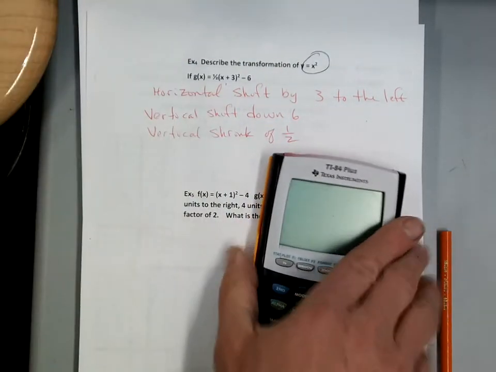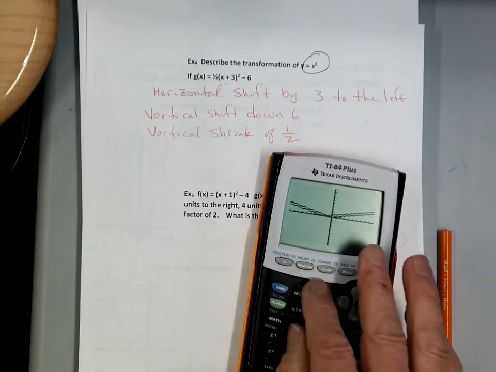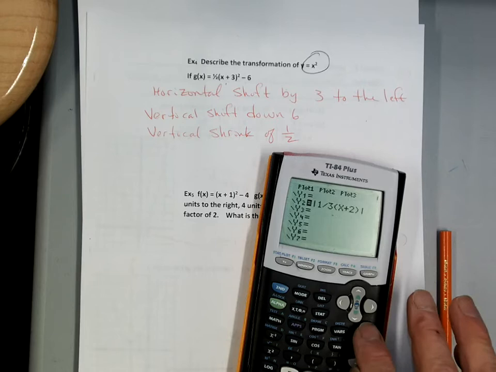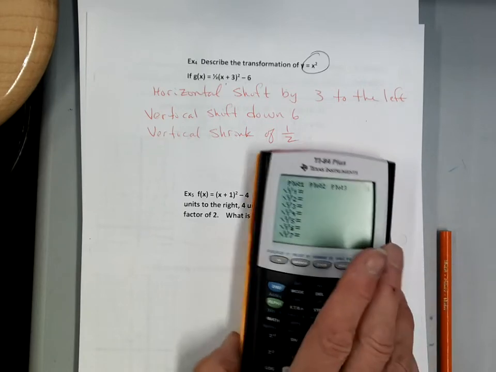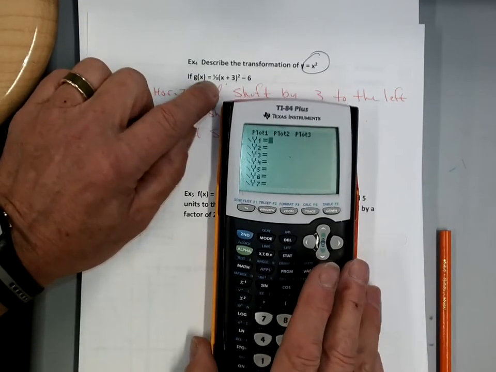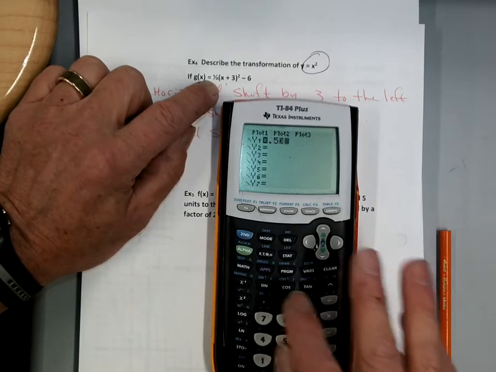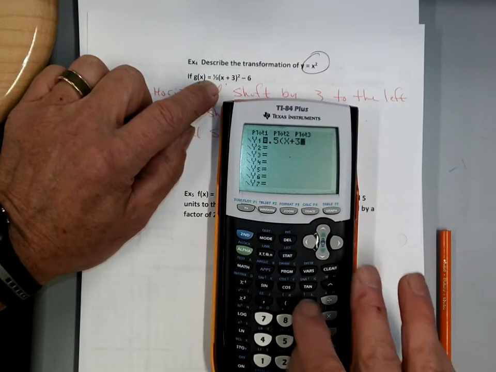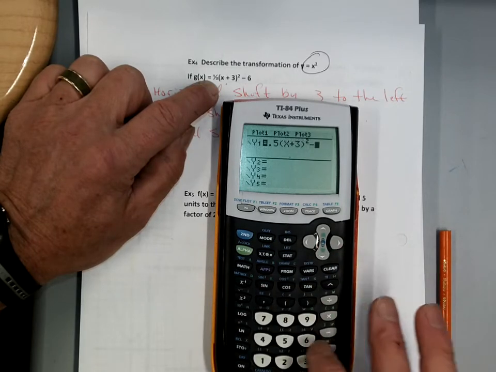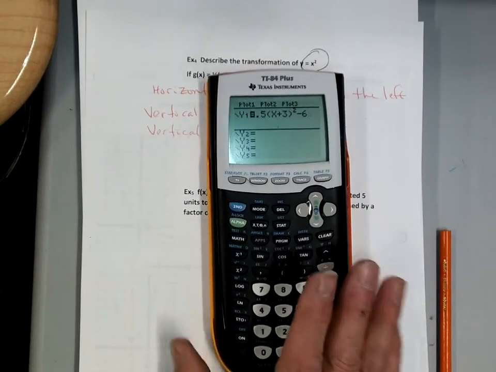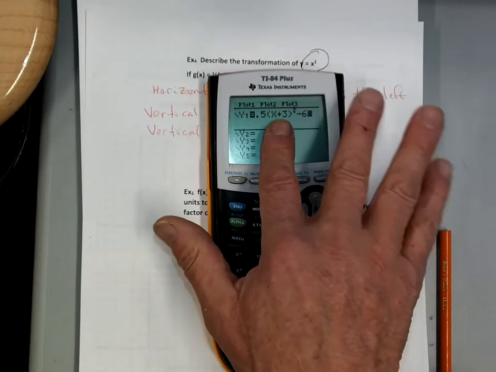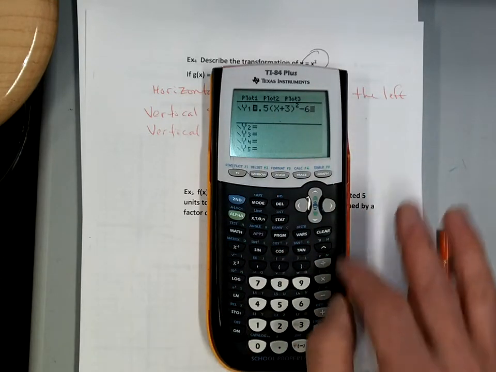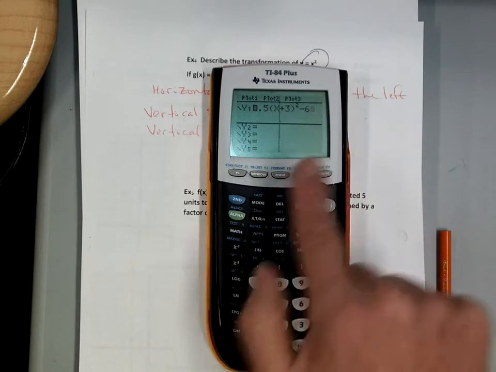I'm just gonna use my calculator. Okay, let's go y equals, clear. Now I want to show you this: 0.5 parentheses x plus 3 squared minus 6. Now I really want you to see this. See the +3? My calculator's not going to lie to me. There's no way. So I graph it. +3, right?